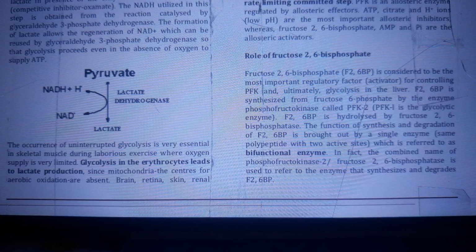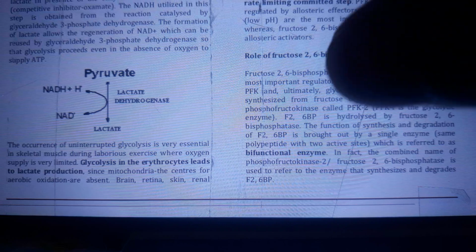The fate of pyruvate produced in glycolysis depends on the presence or absence of oxygen in the cells. Under anaerobic conditions, lack of O2, pyruvate is reduced by NADH to lactate in the presence of the enzyme lactate dehydrogenase. Competitive inhibitor: oxamate. The NADH utilized in this step is obtained from the reaction catalyzed by glyceraldehyde 3-phosphate dehydrogenase. The formation of lactate allows the regeneration of NAD+, which can be reused by glyceraldehyde 3-phosphate dehydrogenase, so that glycolysis proceeds even in the absence of oxygen to supply ATP.